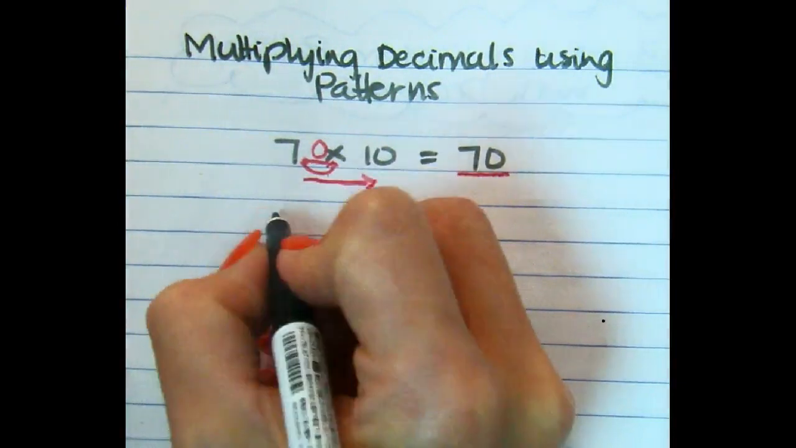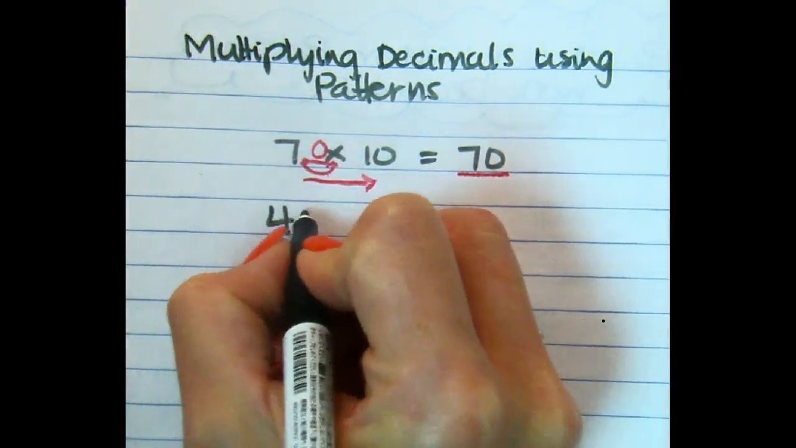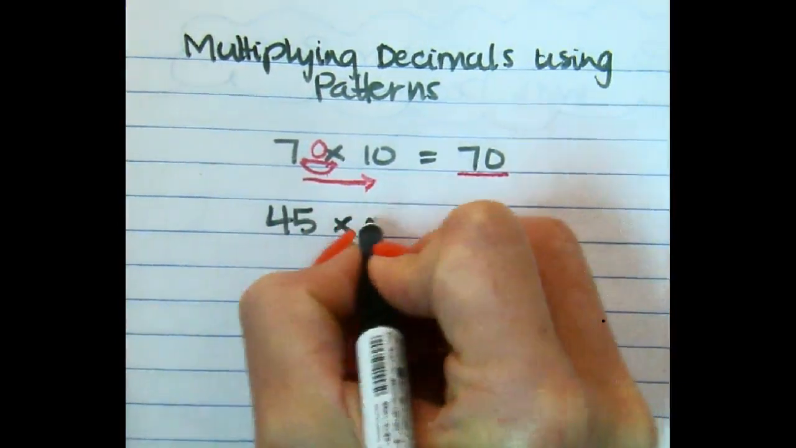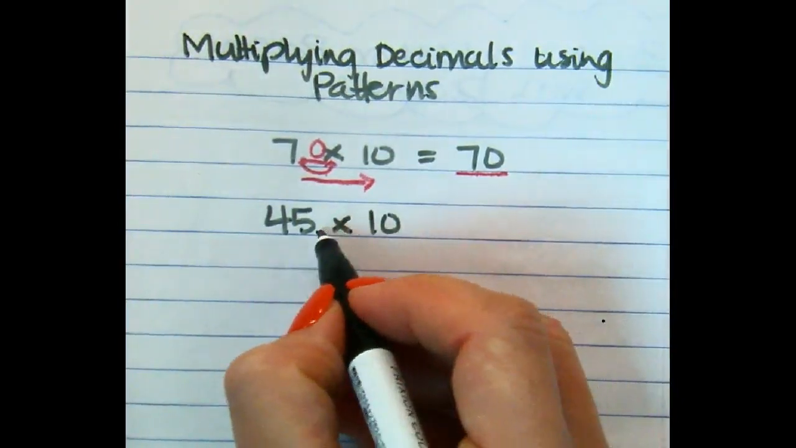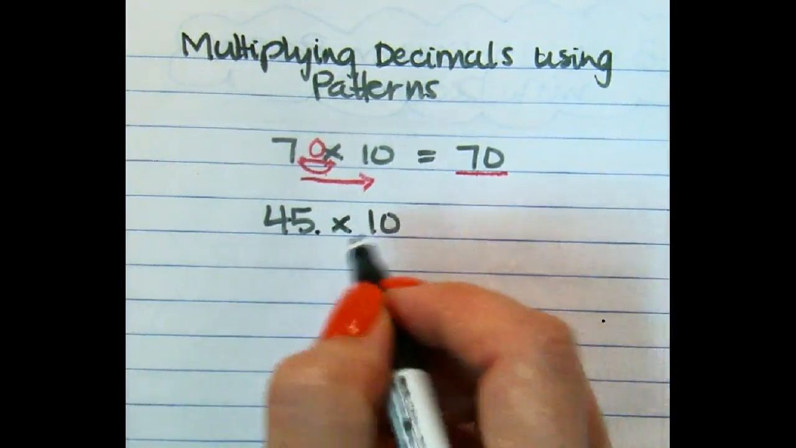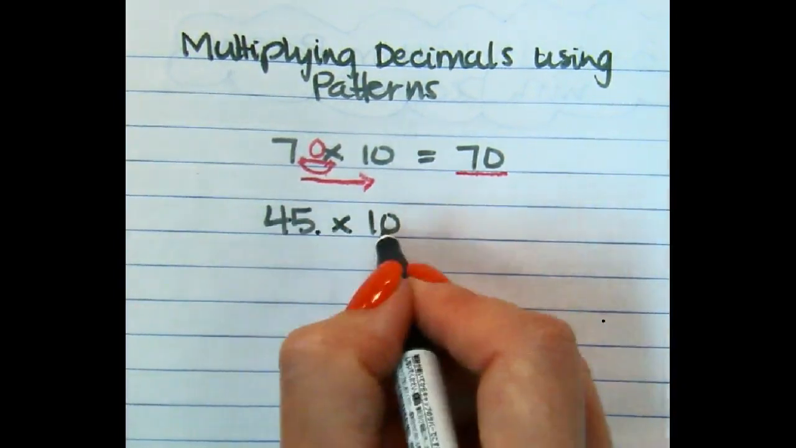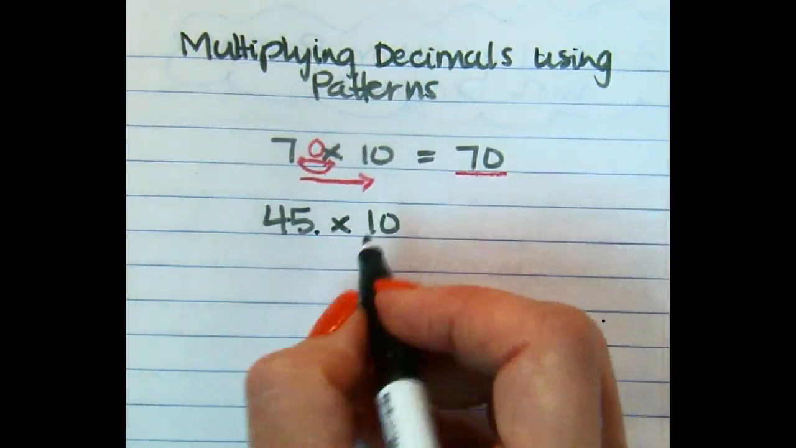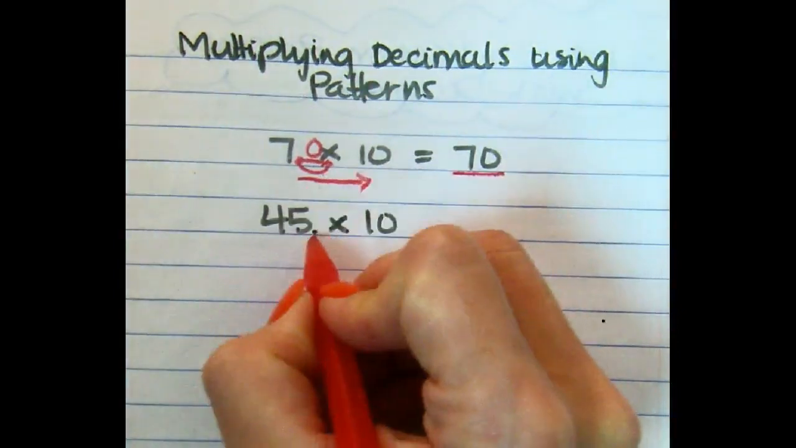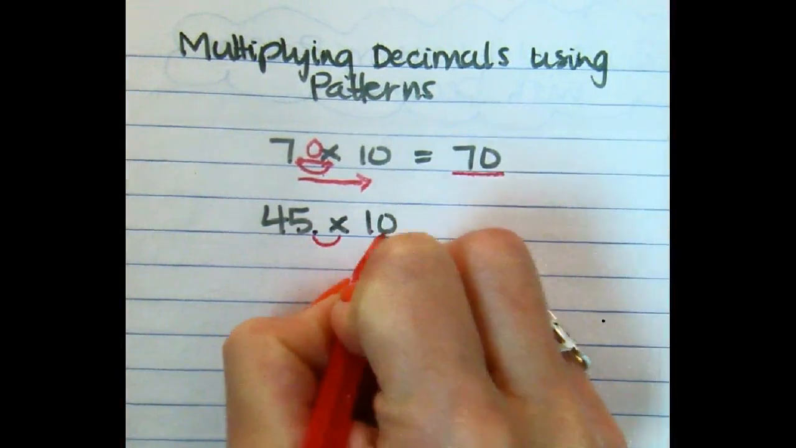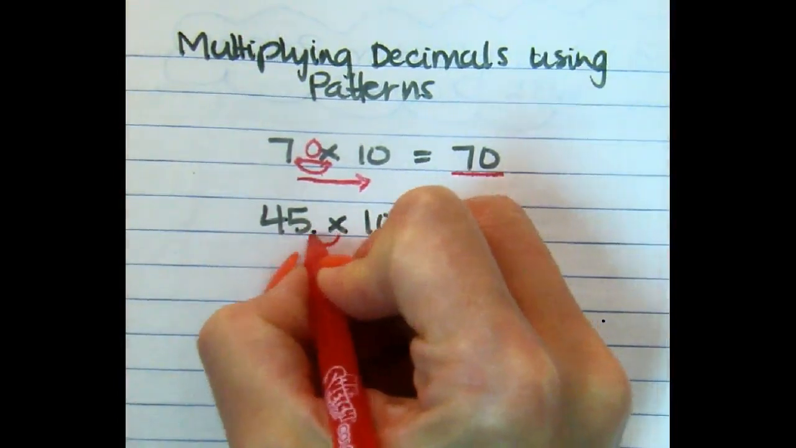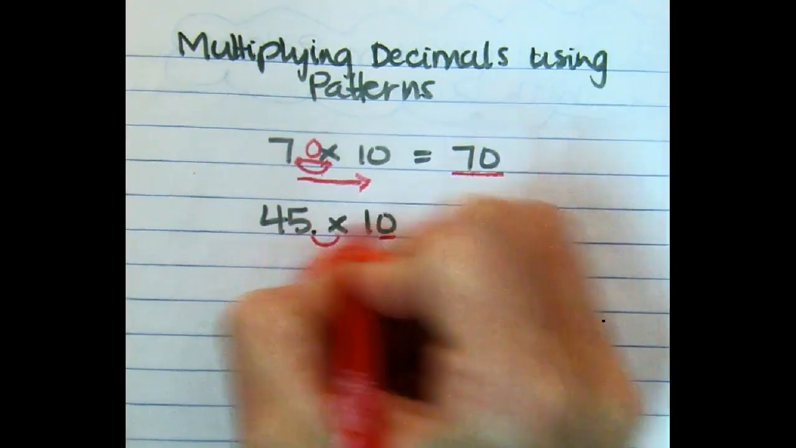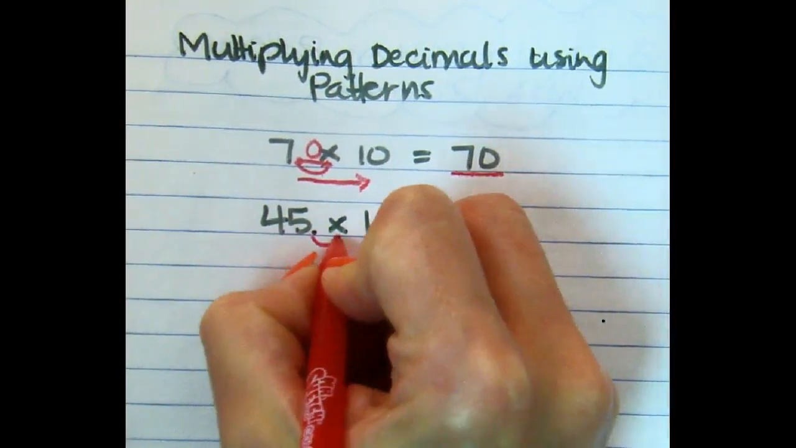If we have 45 times 10, we can say that we have a decimal right here. Okay, we have no decimal place value in this number, but we want it to increase 10 times as much. So we're saying we can move the decimal over to the right one time. If we're multiplying by 10, there is 1 zero, so we will move that decimal over one time. 1 zero, one time.